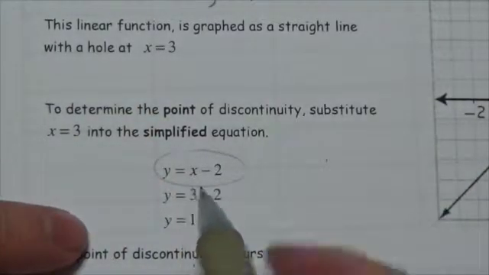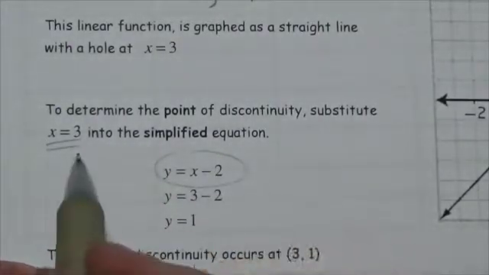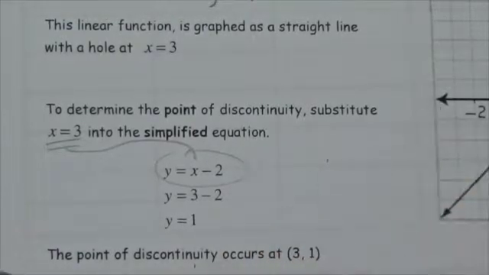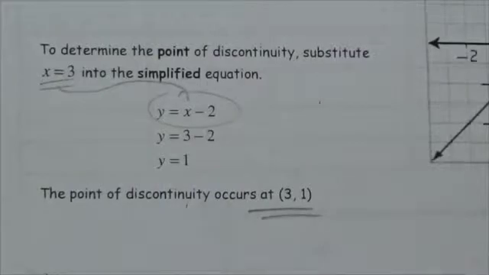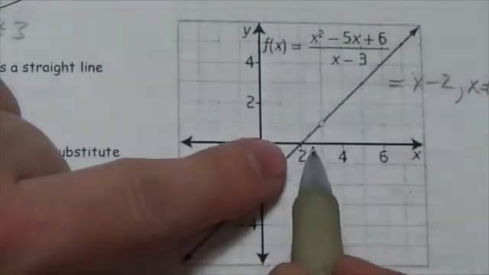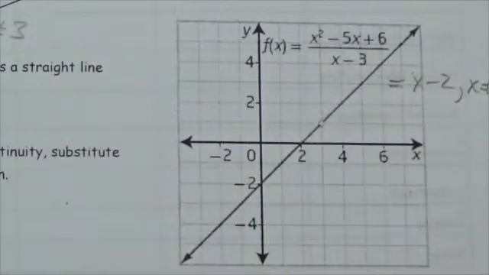And if you plug 3 into it, so we substitute in here a non-permissible value, and plug that in. 3 minus 2 is 1. So what we've got here is this point discontinuity is happening at the point 3 comma 1. And actually, when you look at our graph there, yeah, that's exactly where I'm seeing it. X equals 3, y is equal to 1, right there. Perfect.